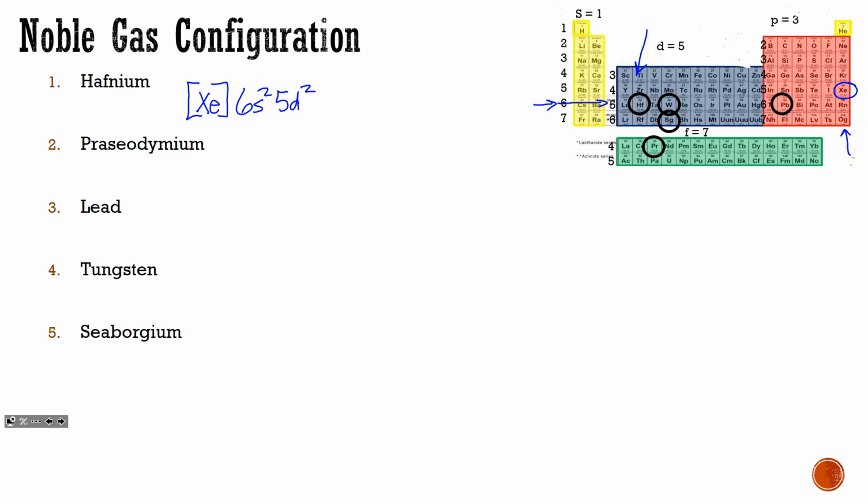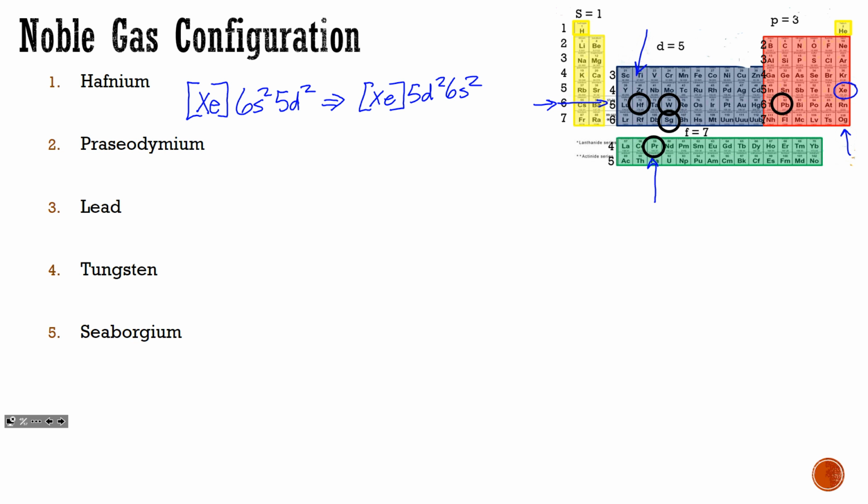5d2. The only thing that we have to do by noble gas configuration is we have to rearrange the shells so that the smallest shell is closest to the noble gas and the biggest shell is away from them. So this becomes xenon 5d2 6s2.